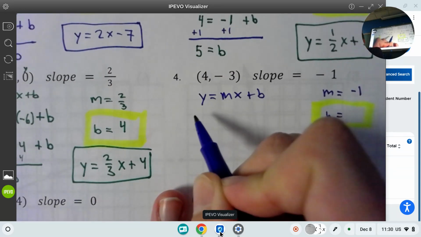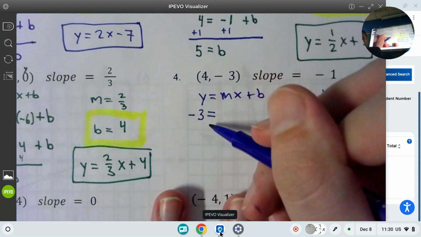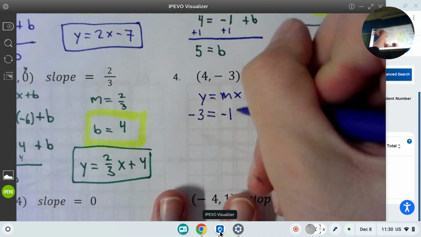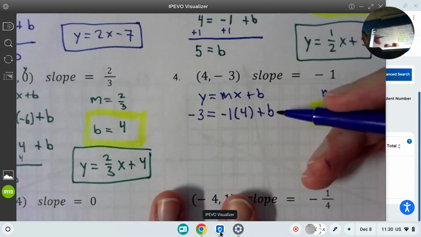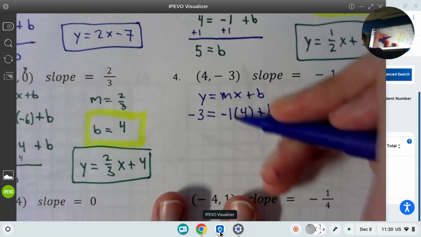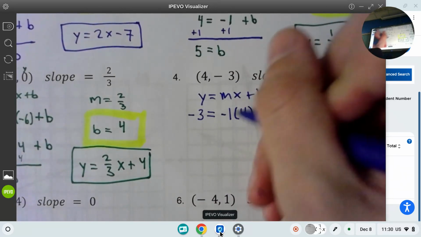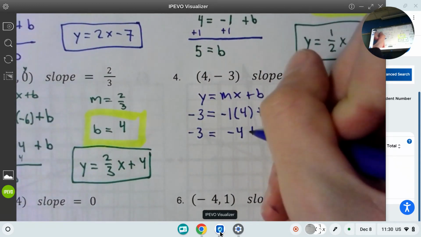What number is the y number? It's a -3. Once you get that number there, the rest of this is pretty straightforward. The m is -1. The x goes in parentheses plus b. Now we only have a b left. We have all numbers. Multiply it, move it. Times these together. -3 equals -4. I can do that in my head.